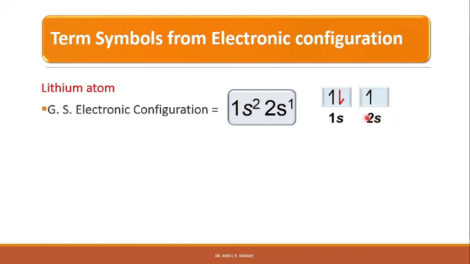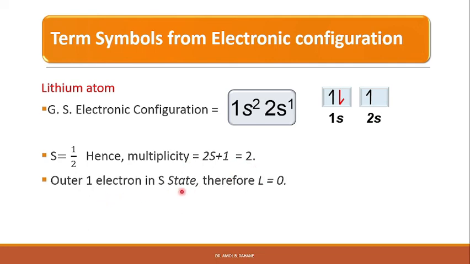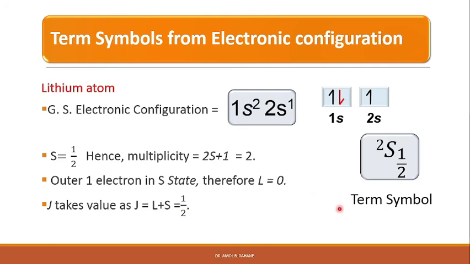Since the 1s state is completely filled, it will not take part, and therefore only one electron in the 2s orbital will take part. Therefore we get total S equal to 1/2, and hence multiplicity is 2S plus 1, equal to 2. The outer electron is in an S state, and therefore L is equal to 0. J is equal to L plus S, equal to 1/2, right? And therefore we can write the term symbol as doublet S 1/2. So the term symbol is the same as hydrogen.